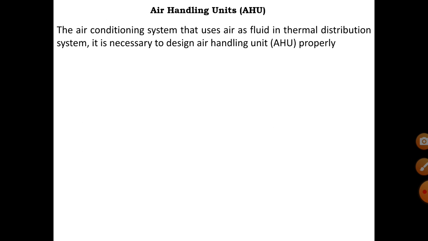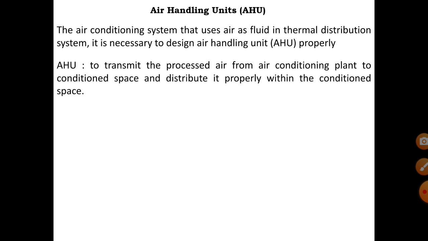In an air conditioning system that uses air as the fluid in the thermal distribution system, it is necessary to design the air handling unit properly. It has to transmit the processed air from the air conditioning plant to the conditioned space and distribute it properly within that space. That is the most important thing in any air conditioning system, whether of higher capacity or lower capacity. The air has to be transferred through different passages, through different pipes, which are called ducts. You can see the components here.